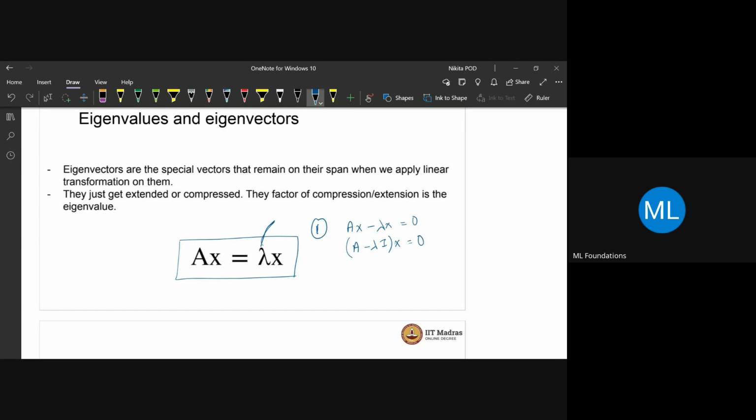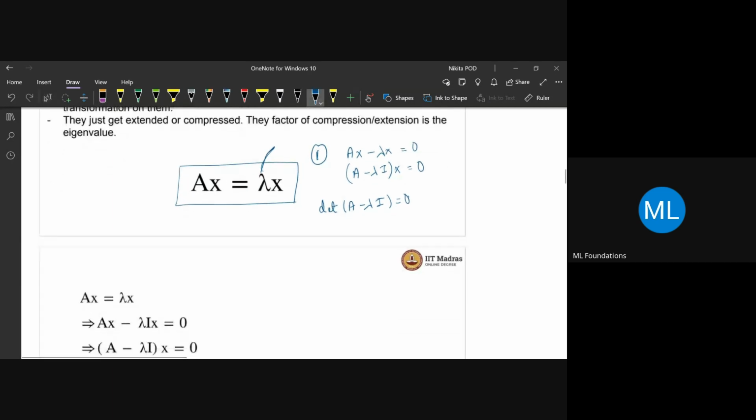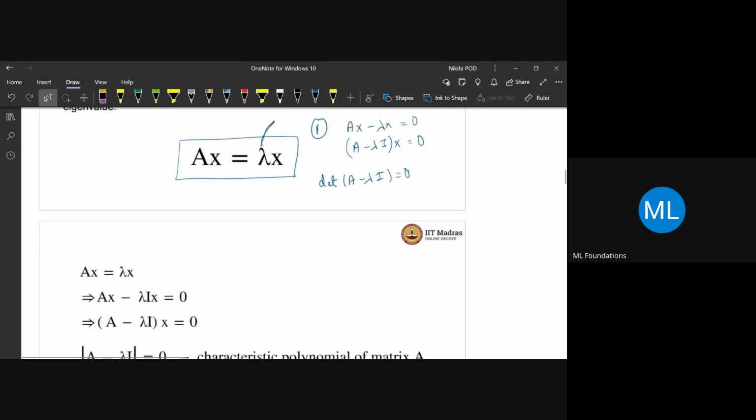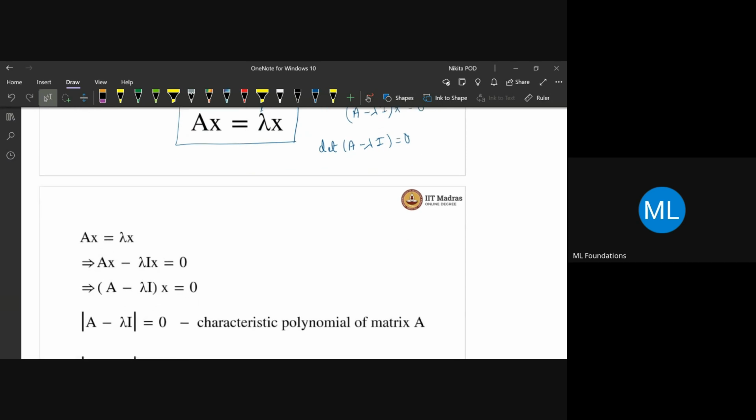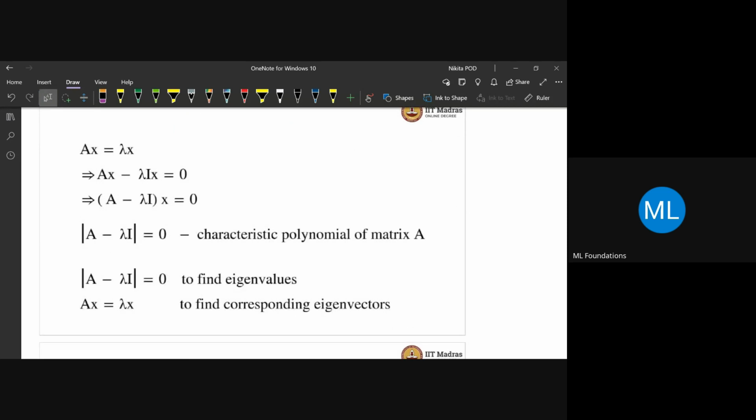So for solving this, you want the determinant of A minus lambda I to be 0, and this is also called the characteristic equation. You solve for this characteristic equation and you get your lambda, and then solving for this lambda, you get your eigenvectors.